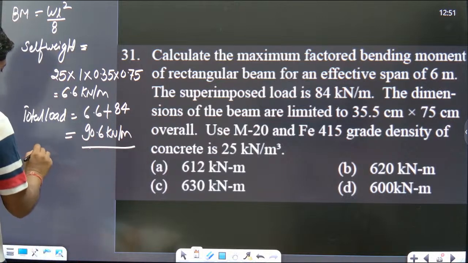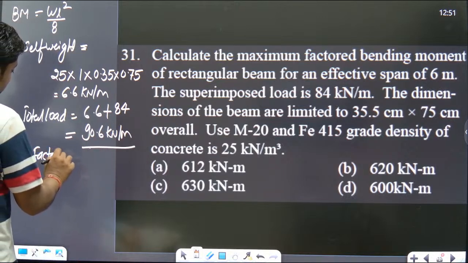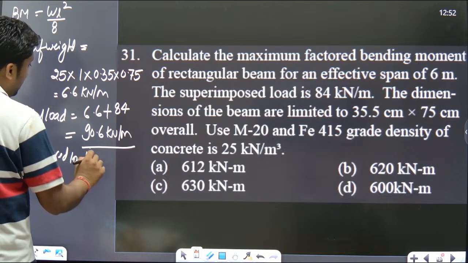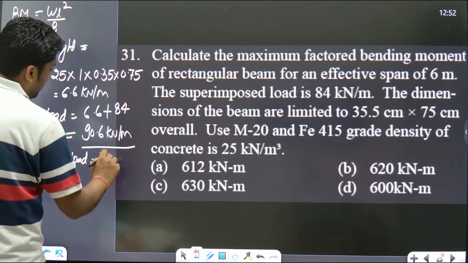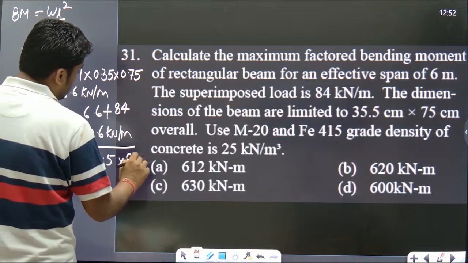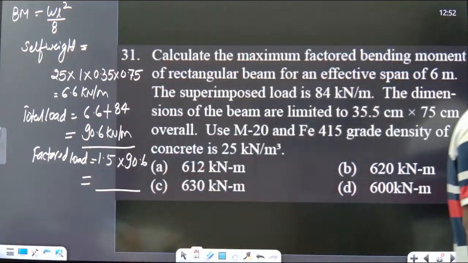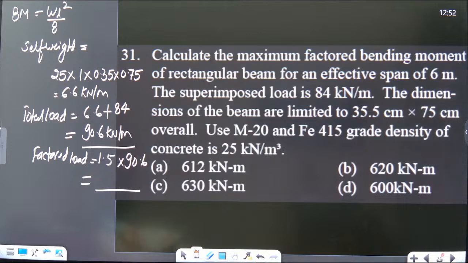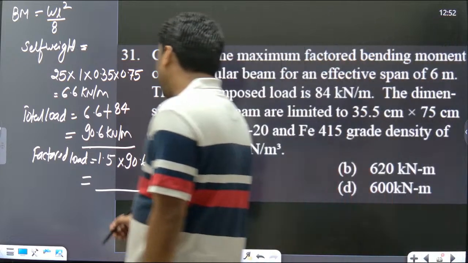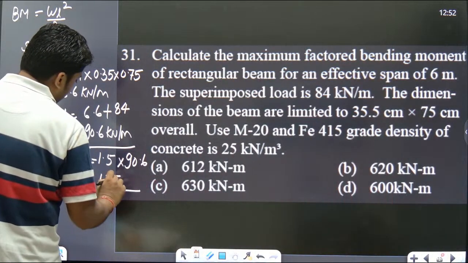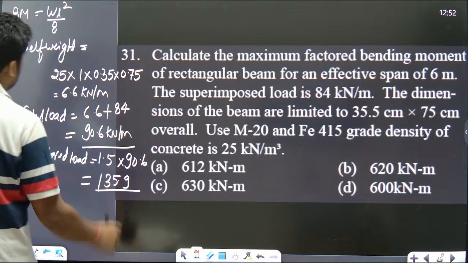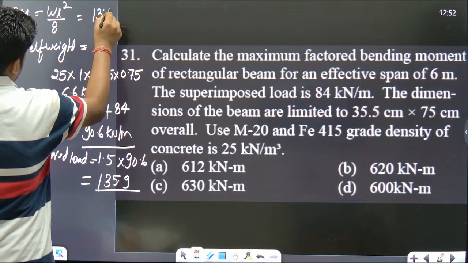So the factored load: you multiply it by 1.5. 1.5 times 90.6, so increased by 50%, 45.3, so 135.9. This is the factored load, 135.9.